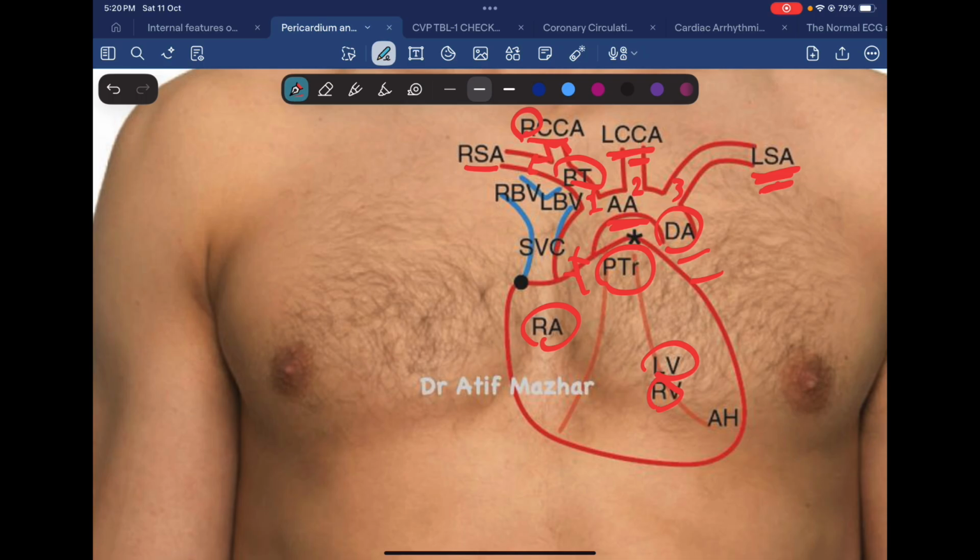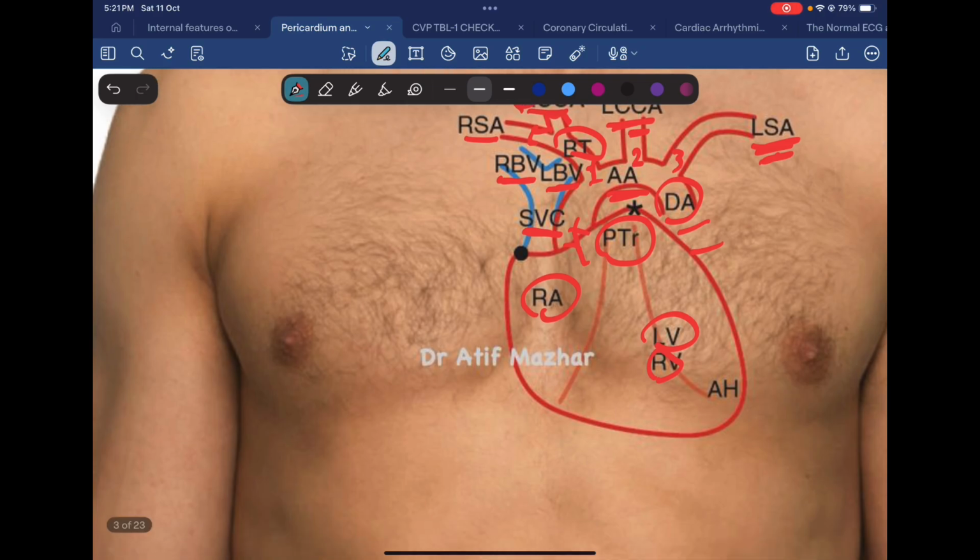Now, let's start with the SVC. What's SVC? That's basically superior vena cava. Now, what two veins join together to make the superior vena cava? We have above it right here, the right brachiocephalic vein and the left brachiocephalic vein. Okay? The superior vena cava goes down towards the right atrium. Right atrium, you have here a valve. What valve do you have here? You have the tricuspid valve.